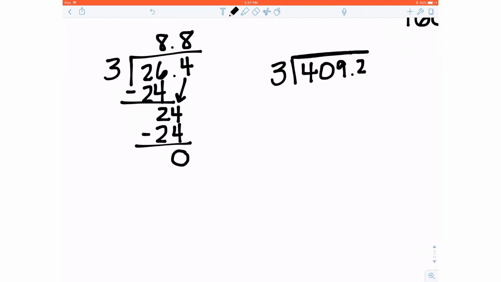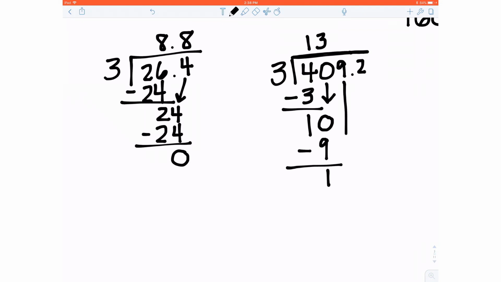Perfect. So now, let's do this one at a time. 3 goes into 4, 1 time. 3 times 1 is 3. 4 minus 3 is 1, which is smaller than 3, so we're good. We're going to bring down that 0. 3 goes into 10 3 times, because 3 times 3 is 9. 10 minus 9 is 1. Let's bring down that 9. And this becomes 19. 3 goes into 19 6 times, right? Because 3 times 6 is 18. So 19 minus 18 is 1.